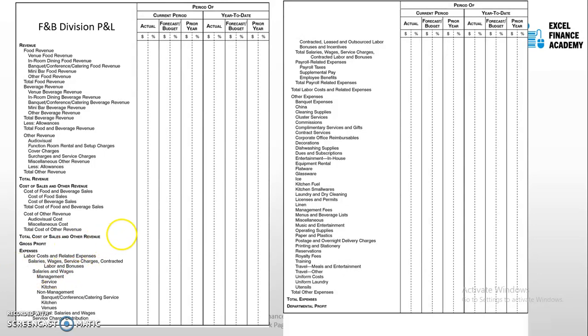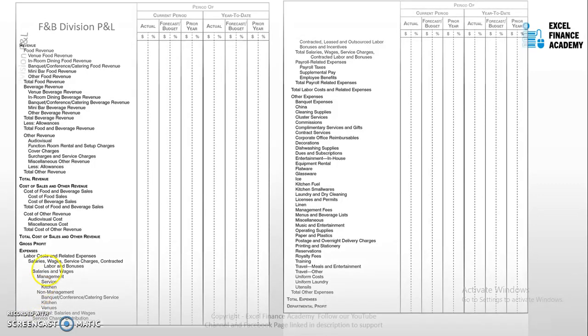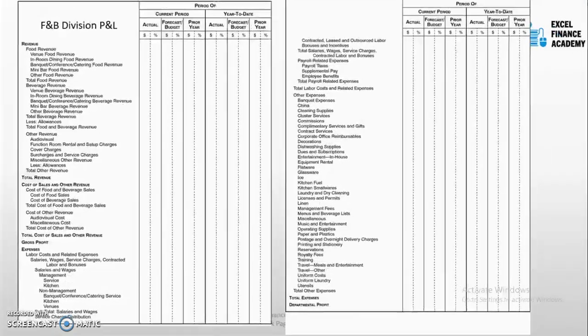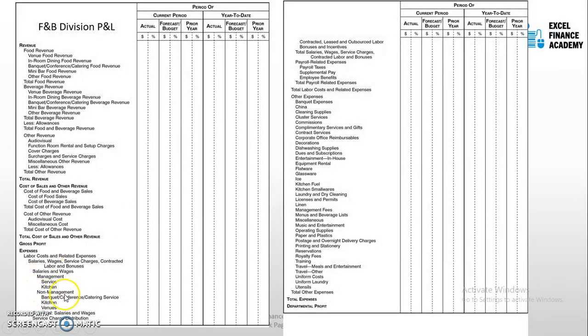So here again, his P&L is further divided into management and non-management. Management, because F&B has two main departments, service and kitchen. So in the management, there are normally the manager and then the executive chef. Their offices are divided into service and kitchen, and then non-management is further divided into banqueting, kitchen, venues, and other divisions. And then you have service charge, similar to the rooms division. Then the other expenses consist of other departmental expenses, and then you have the profit and loss.